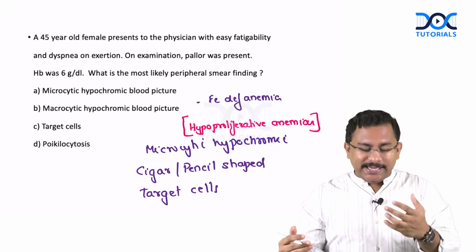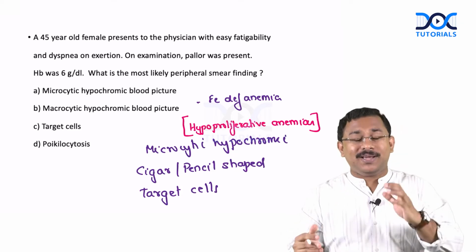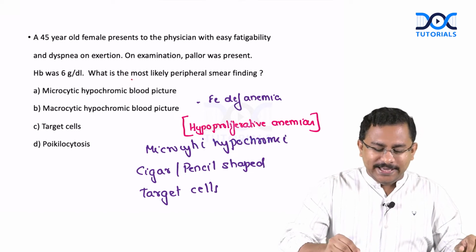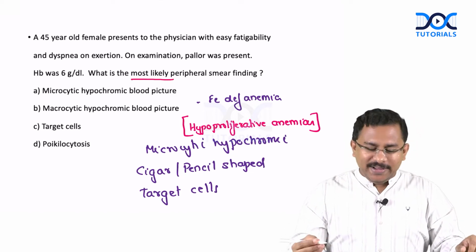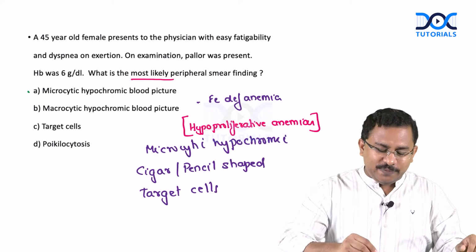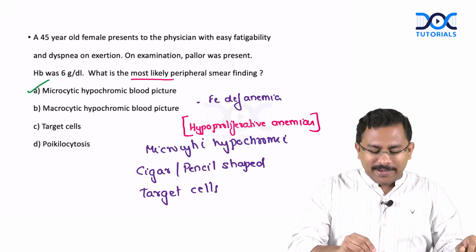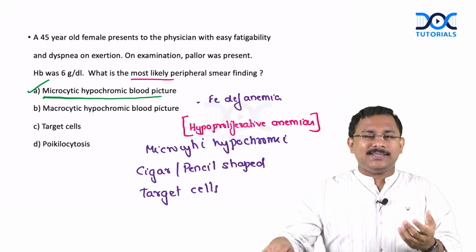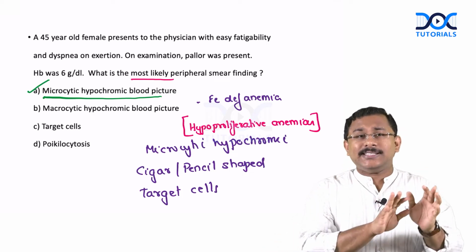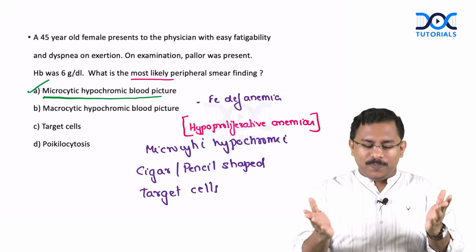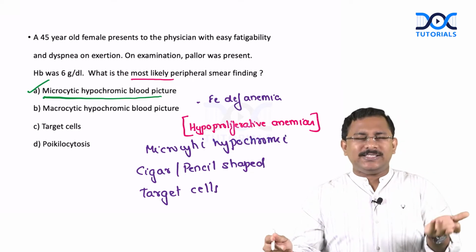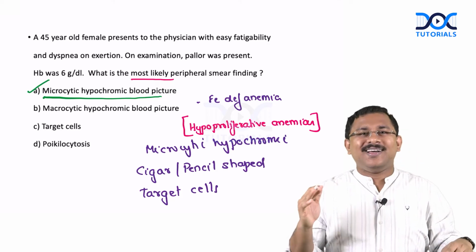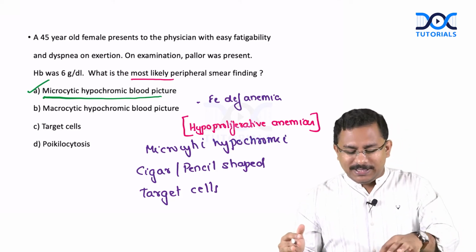Does that mean A, C, and D have equal probability of becoming the answer? No, because see, they have clearly asked what is the most likely peripheral smear finding. So in iron deficiency anemia, what is the most common peripheral smear finding? It has got to be microcytic hypochromic blood picture, though you may get target cells. But target cells, are they specific to iron deficiency? No. So poikilocytosis, are they specific to iron deficiency? No. So the best answer will definitely be a microcytic hypochromic blood picture.